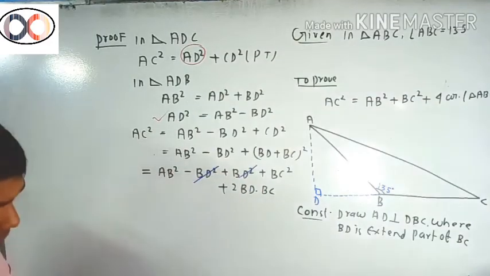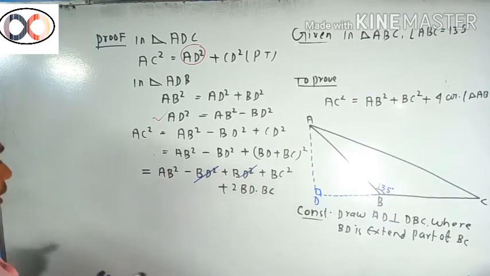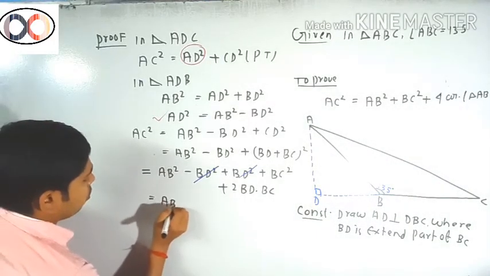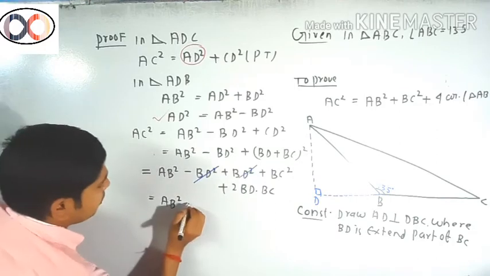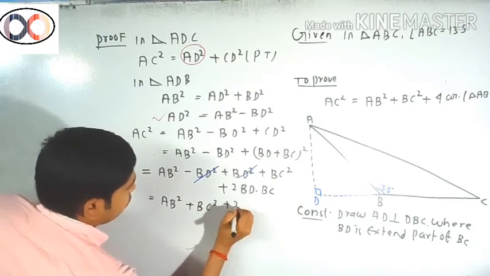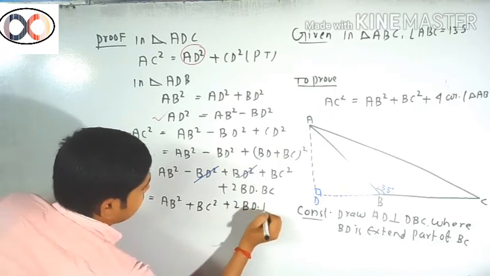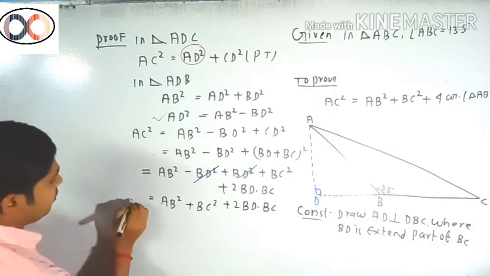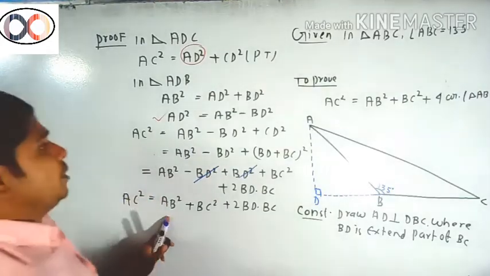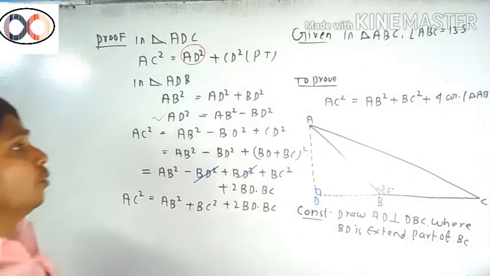So what will we get here? We will get AB square equals AB square plus BC square plus twice BD into BC. Okay, this is the AC square. So you can go through this AB square, BC square here. We will have to modify it.